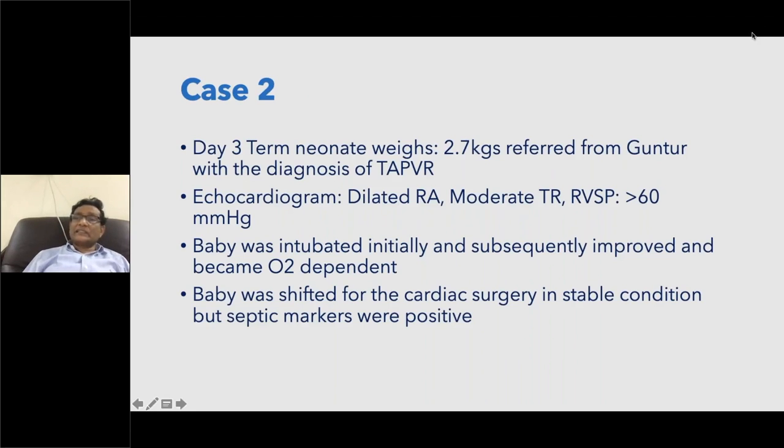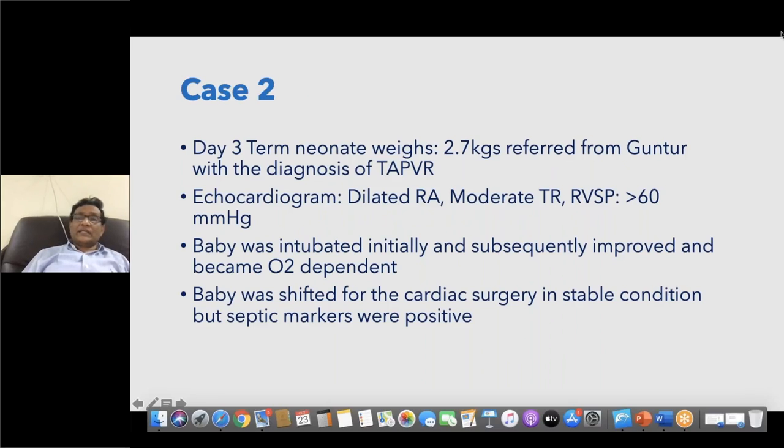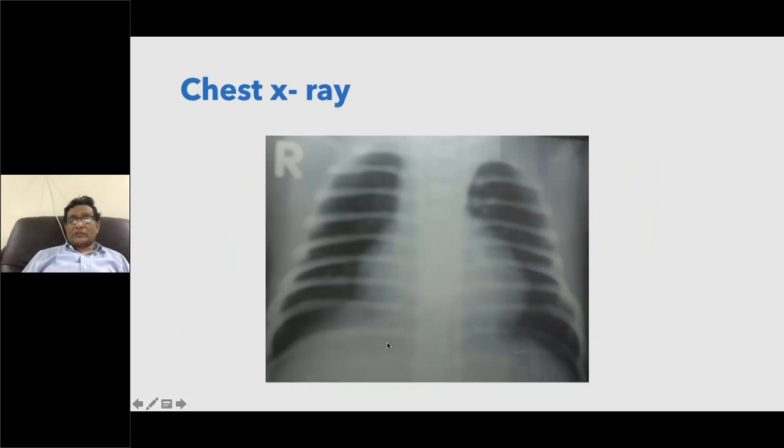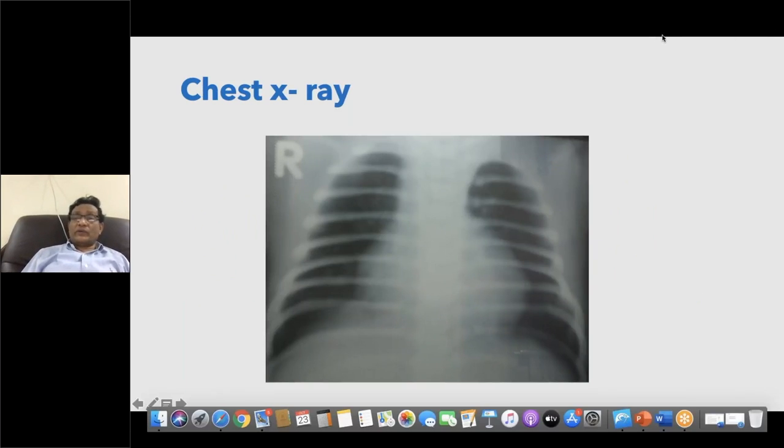So let us look at the second case example. This is a day 3 term baby, weighing 2.5 kilograms, referred from Guntur with a diagnosis of total anomalous pulmonary venous return. Echocardiogram showed dilated RA, tricuspid regurgitation, right ventricular pressure of 60. The baby was intubated and subsequently improved, and became OT dependent. So the baby was shifted for cardiac surgery in a stable condition, but septic marker positive. So what is your X-ray comment? If somebody wants to give a comment, they can give.